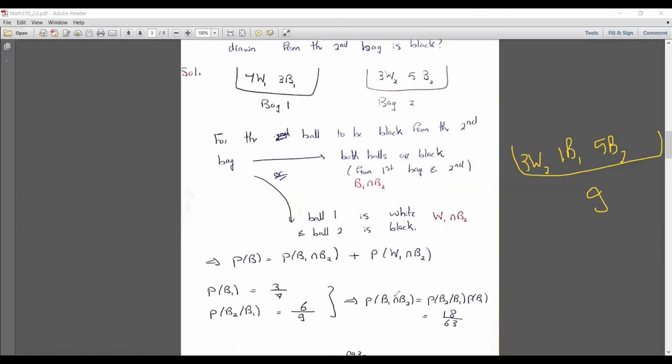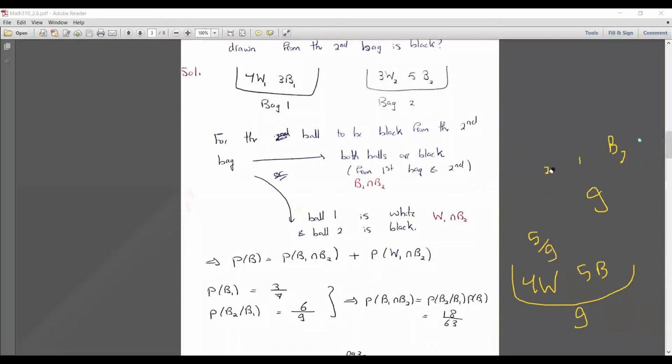So what can we deduce here? That P of B1 into B2 is P of B2, knowing B1, times P of B1, which is 18 over 63. Now, guys, what if we remove a white one? We're going to get here 4 white, which is 1 W1 and 3 W2, and black is going to stay the same. So here, the total is 9. The probability of B knowing white is what? 5 out of 9.